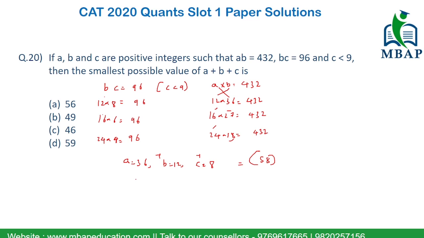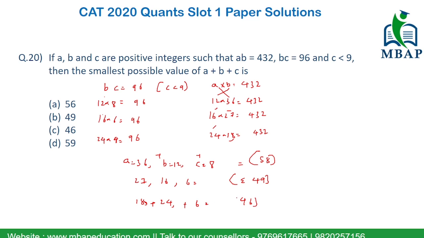Let's take the next cases. The next case will become 27, 16 and 6. Over here, my sum is coming out to be 49. Third case, which is possible, is 18, 24 and 6. And basically, the value of C is coming out to be 6. So the last sum possible will be 18 plus 24 plus 6, which is coming out to be 46.